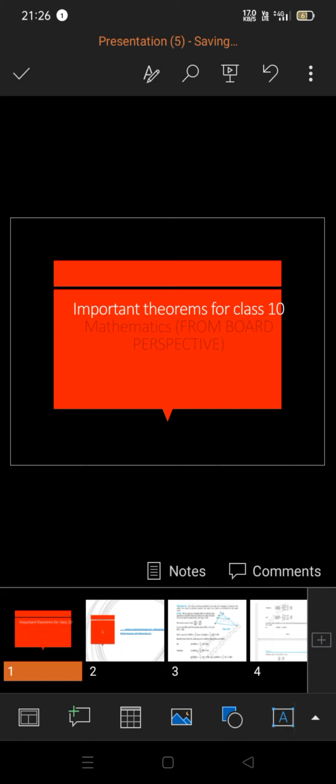Good morning, guys. Today, we are going to see some of the important theorems for class 10th mathematics from an exam perspective. This is mainly for CBSE students. State board students can also understand it, and it is well and good. These are some of the most important concepts, which can be used for competitive exams also.